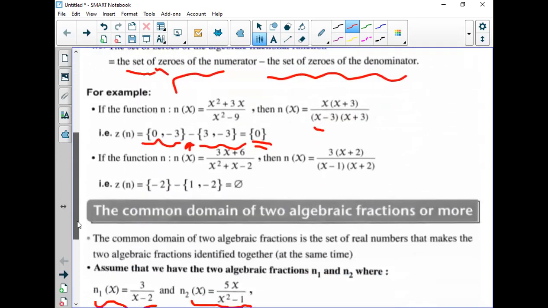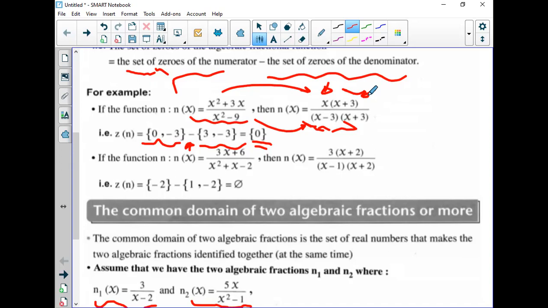For example, the function n of x equals x power 2 plus 3x over x power 2 minus 9. We need to factorize the numerator and the denominator. To factorize the numerator, we take the highest common factor. The highest common factor in the numerator is x, and then the result is x plus 3. The denominator is the difference between two squares, and x power 2 minus 9 equals x minus 3 times x plus 3.